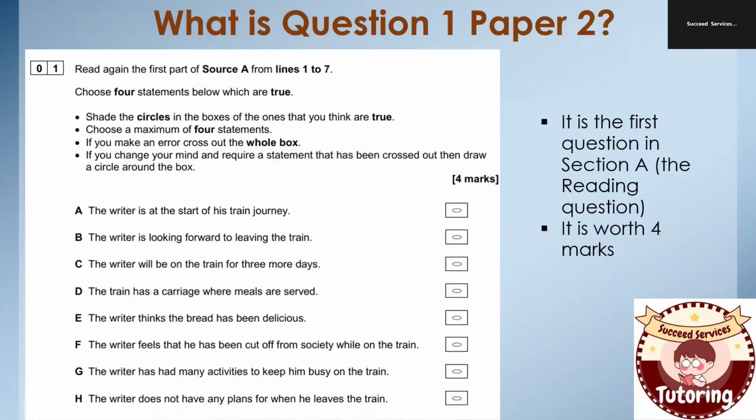Okay. So this is the first question in section A of our paper, which is our reading section. It is worth 4 marks, so the least number of marks for the paper. And it is a true or false situation. You have to choose 4 statements, in this case which are true, from lines 1 to 7 of Source A. They will tell you the source to look at, they will tell you the lines to look at, and they will tell you whether you need to decide what is true or what is false, and circle those accordingly.